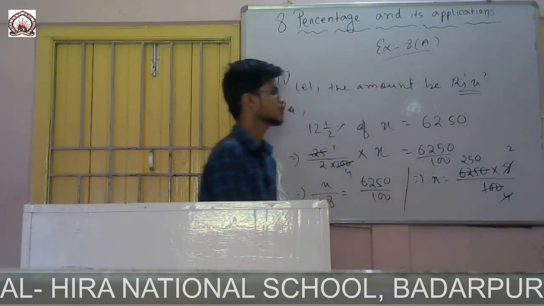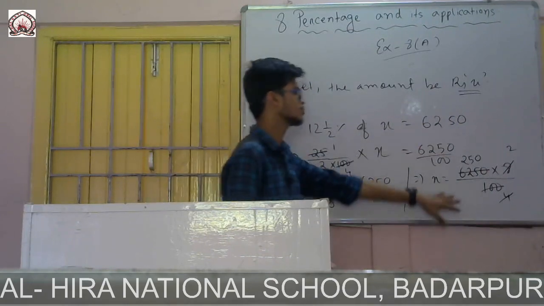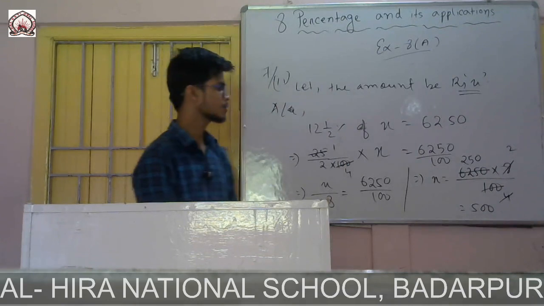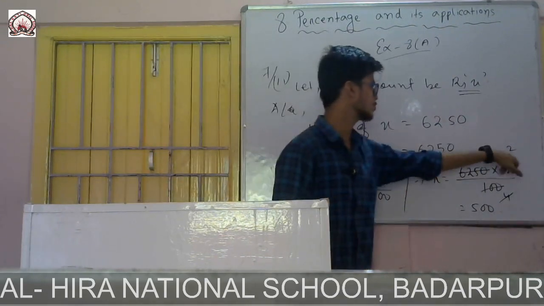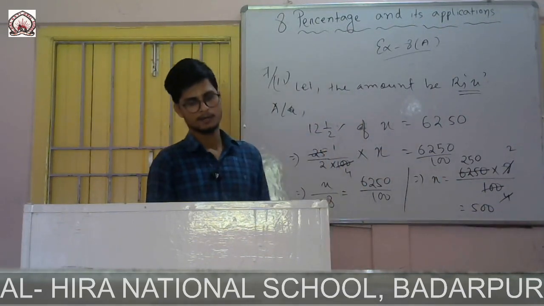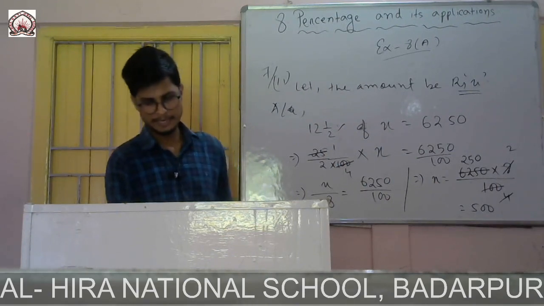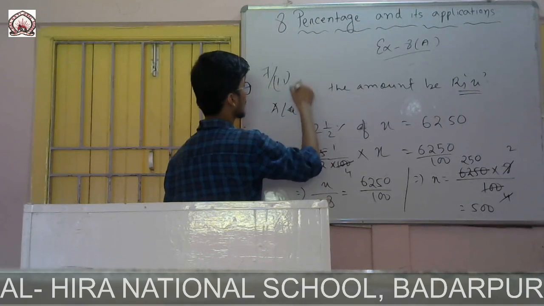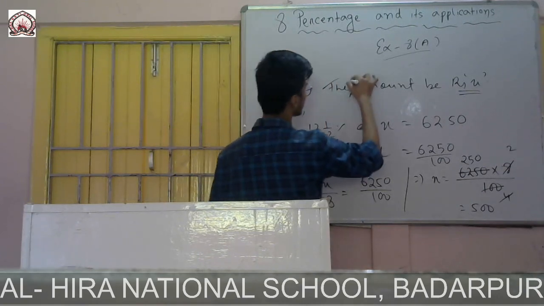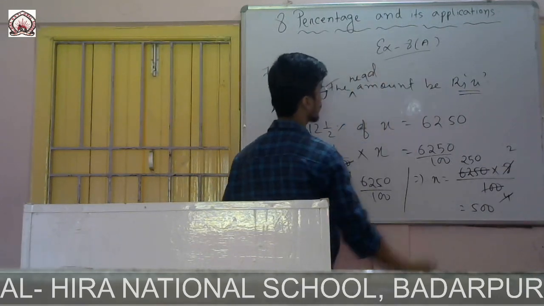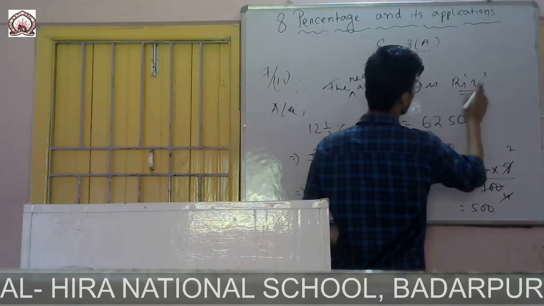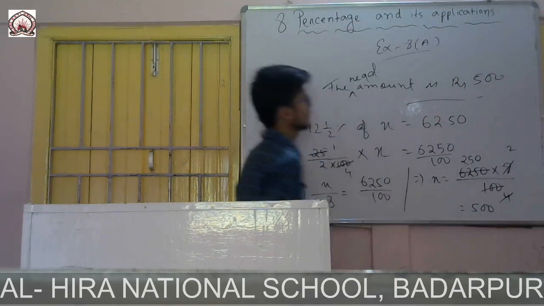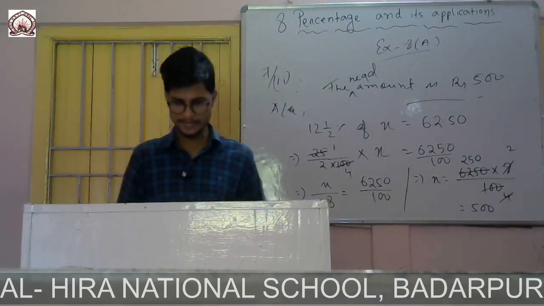And we know 250 into 2 is equal to 500. So the last line will be: therefore the required amount is rupees 500.